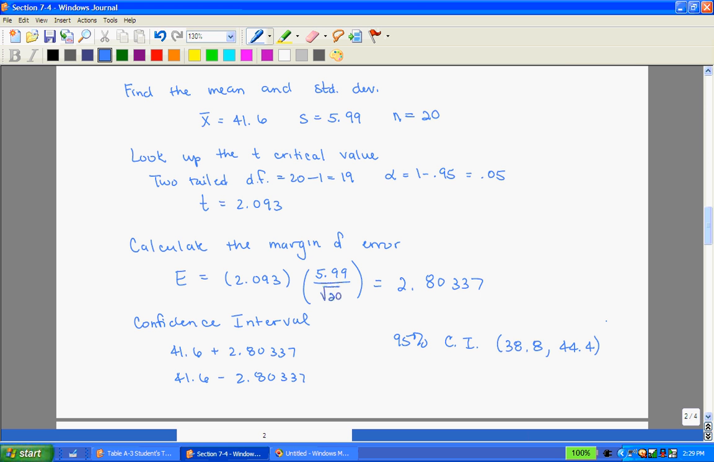And remember, for our interpretation, we would say we are 95% confident that this interval contains the true mean. Remember to be very careful not to say we're 95% sure that the mean falls into that interval. That's not the correct way to say it. So we're 95% confident that this interval, 38.8 to 44.4, contains the true mean of the population of pretty much all sodas and the number of carbohydrates that they have, or the average of carbohydrates that they have.